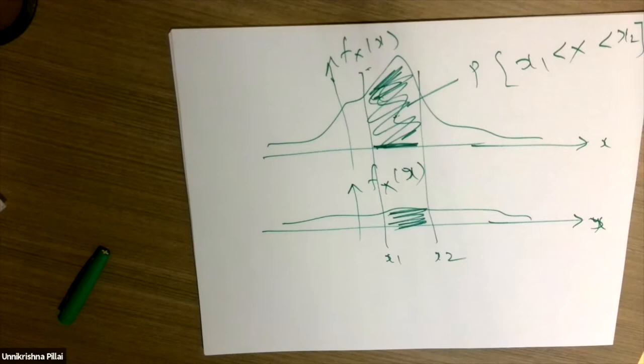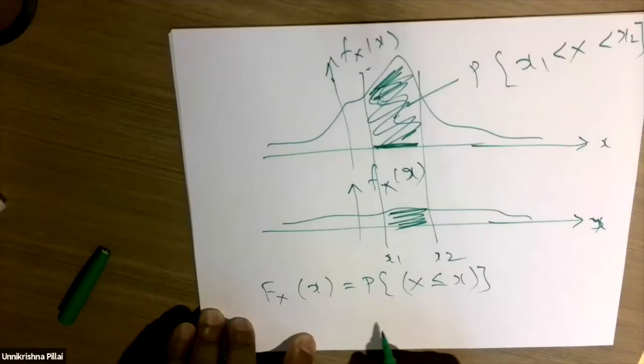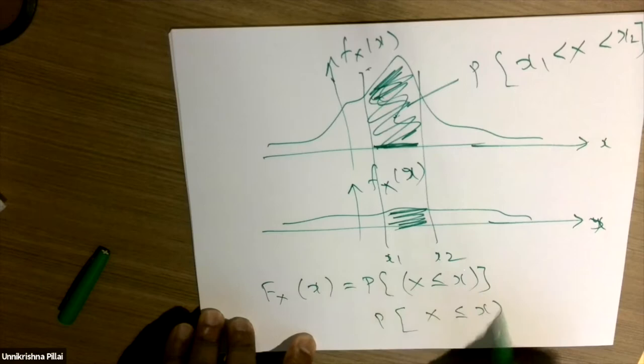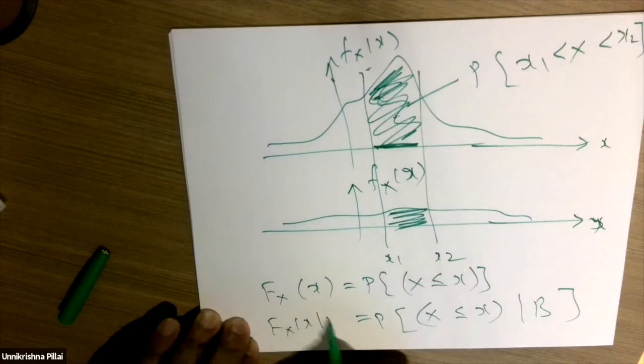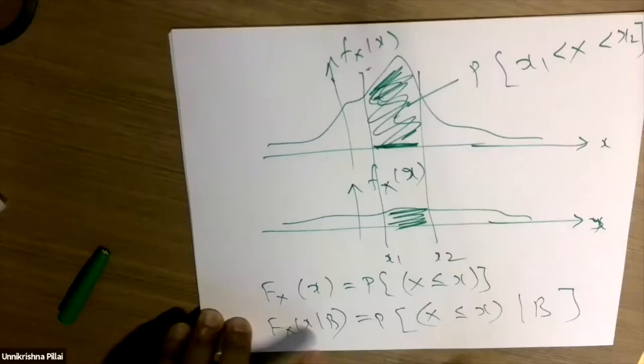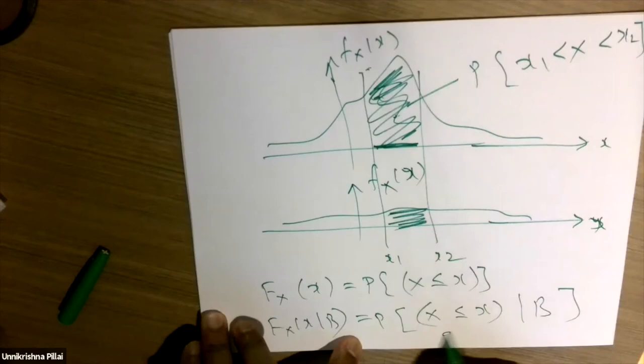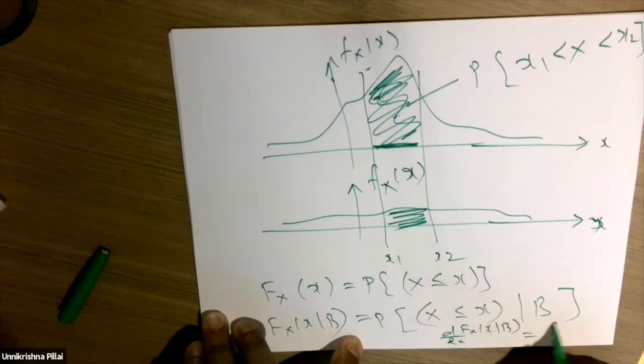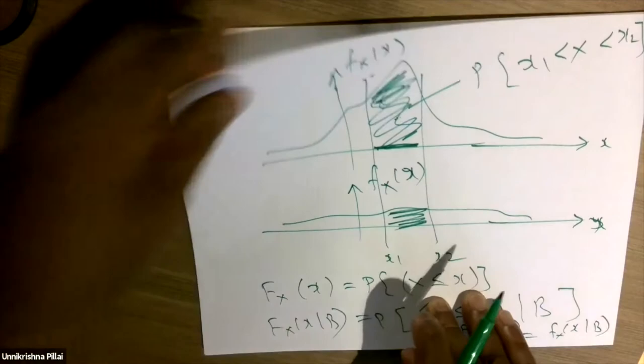I think this is where we were last time, and maybe I talked about the conditional density function. The distribution function is the probability of the event X less than or equal to x. If you condition the probability of the same event on some other event B, we can call it the distribution function given B. I showed you that it has all the properties of a distribution function, and its derivative is the conditional density function. We will have a chance to talk about all this in more detail. Let me come back to the conditional stuff later.